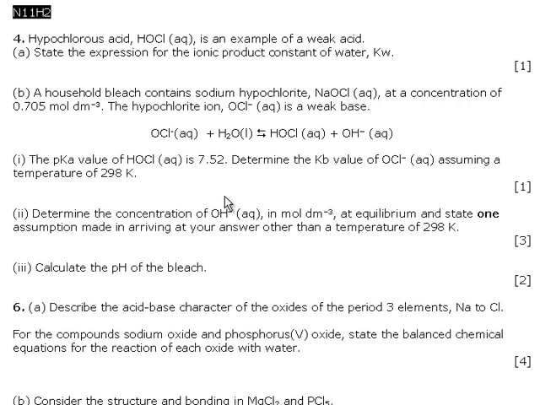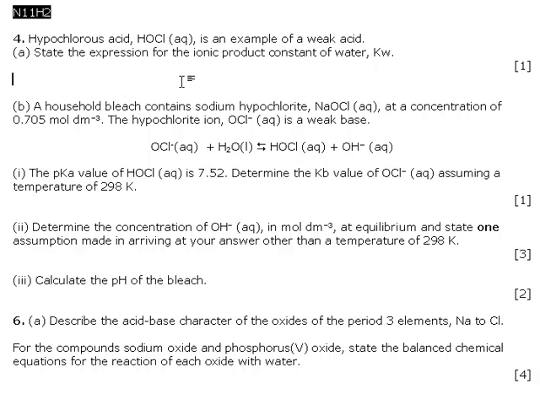IB Pass Paper, November 2011, High Level Paper 2. Hypochlorous acid is an example of a weak acid. State the expression for the ionic product constant of water. So the first question has nothing to do with hypochlorous acid, it's just asking us for the value for Kw, the ionic product constant, is equal to the hydrogen ion concentration times the OH minus ion concentration. That's our expression.